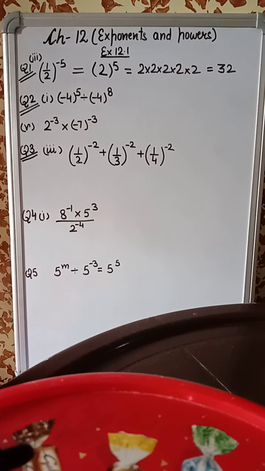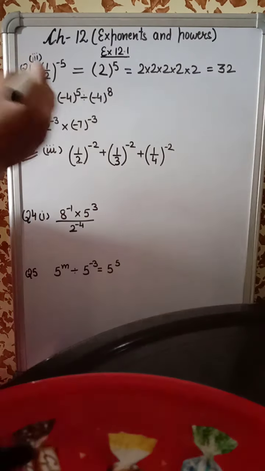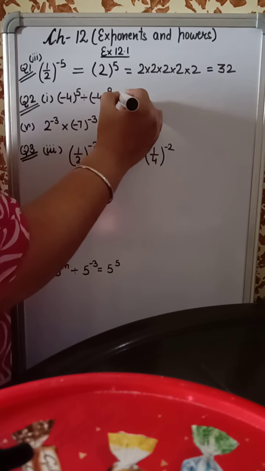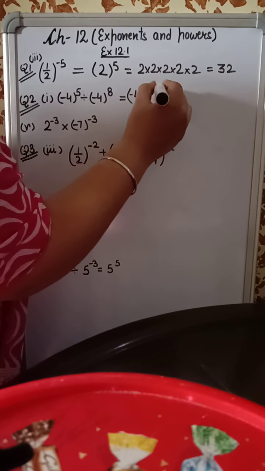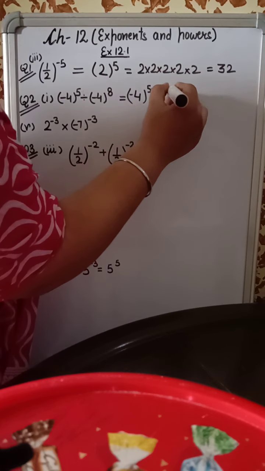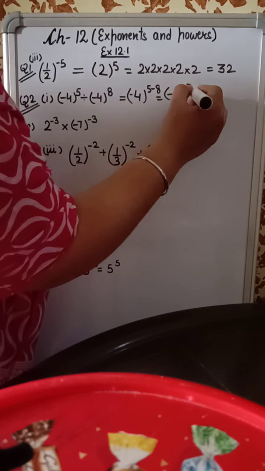Right? Now question 2 is simplify and express the result in power notation with positive exponent. In this question we have to express the result in the form of power, but the exponent should be positive. Right? So first of all, bases are same, in between division is there, so powers will be subtracted. 5 minus 8, so this is minus 4 raised to power minus 3.